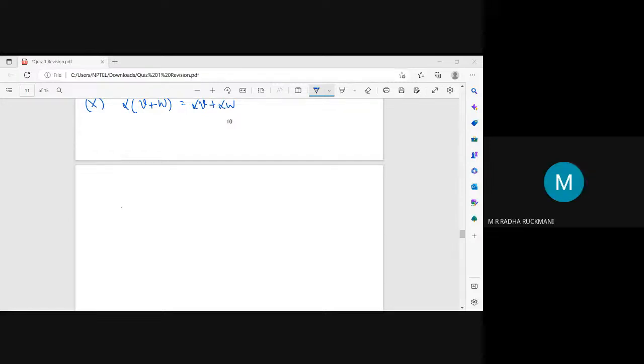Ma'am, regarding the dimension of vector space, I have a doubt. Can I ask, ma'am? Is it weak till week 4? Yeah. What is the doubt?